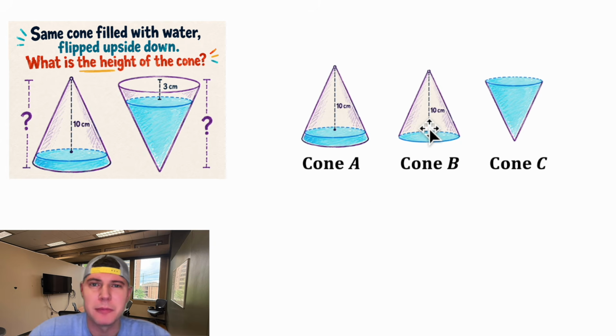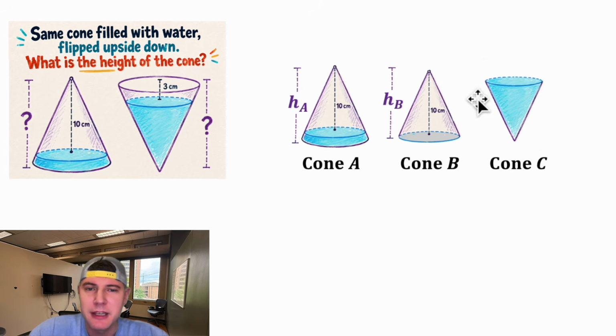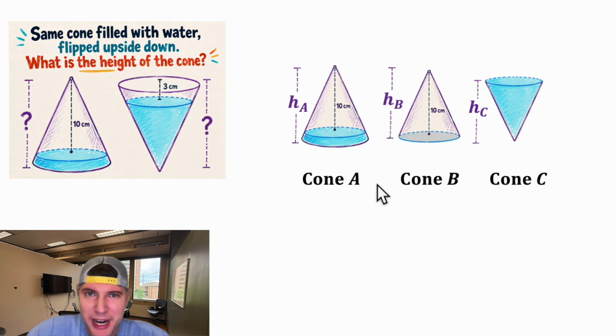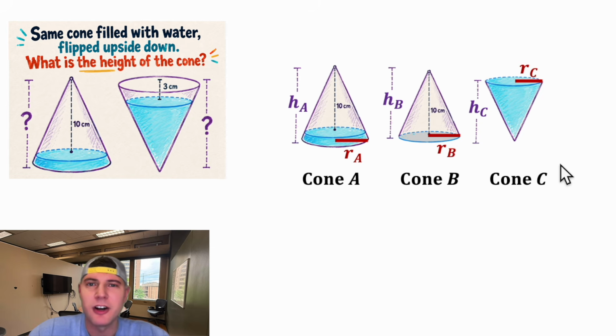This cone is completely dry. There's no water here. So let's make the base gray. So we have this cone that has a little bit of water, this cone that's all water, and this cone that's completely dry. Now, each of these cones are going to have a different height. Let's label this height h sub a, this height h sub b, and this height h sub c. And each of them are also going to have a different radius. We can label this radius r sub a, this radius r sub b, and this radius r sub c.